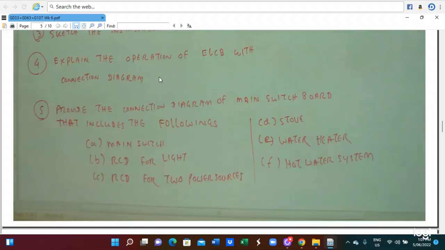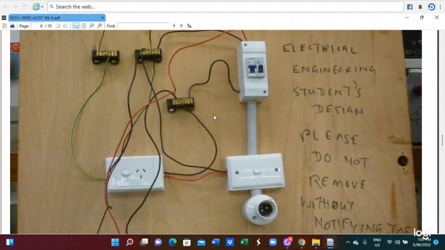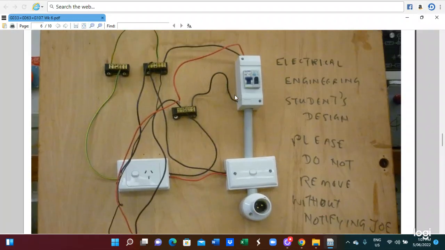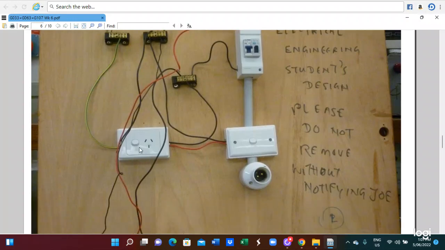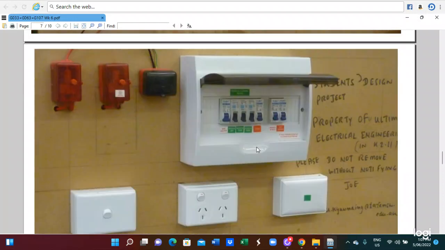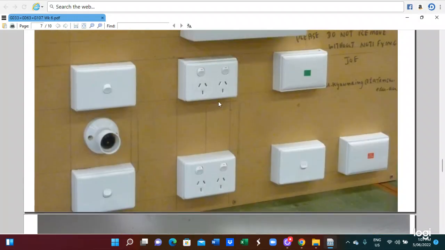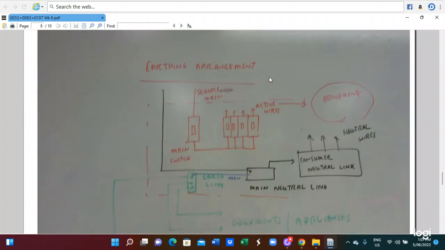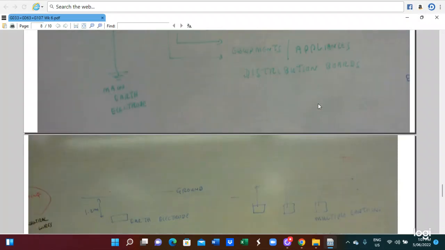After that, you have to do the tutorial question and answer. Here is a typical case of an electrical wiring system. This is the consumer neutral link, supply neutral link, earthing, and this is the supply. This is for the switchboard, and this is the lighting and power switch. This is a typical connection of the main switch. This is the arrangement of the main supply. This is the earthing arrangement at the main switch. This is the earthing wire, also the main neutral link, consumer neutral link, and the equipment connection like this.